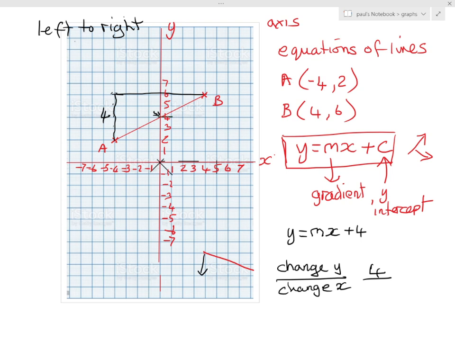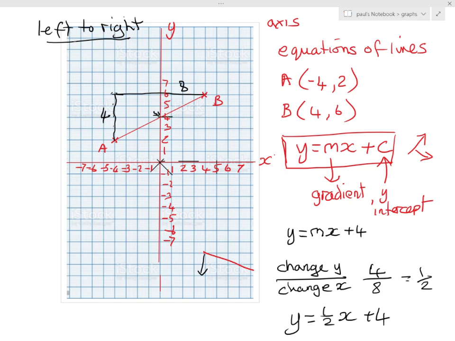And the change in x is from the left to the right. Remember, everything goes left to right. 1, 2, 3, 4, 5, 6, 7, 8. So that goes across 8. So 4 divided by 8 is the same as a half. So our final equation for this line is y equals 1/2 x plus 4. That is how to find the equation of the line. See where the line crosses the y-axis, that gives you the c, the intercept, and then work out the gradient of the line by using change in y and change in x.